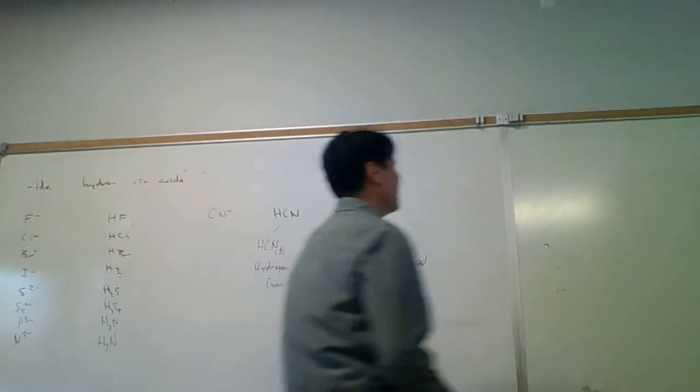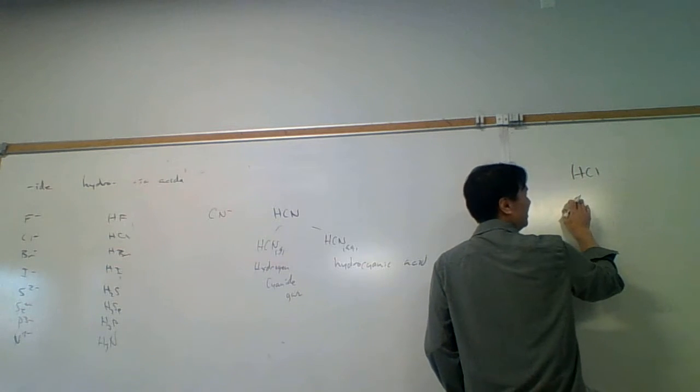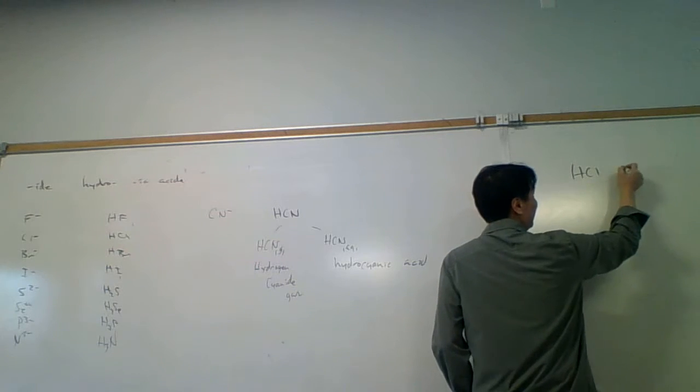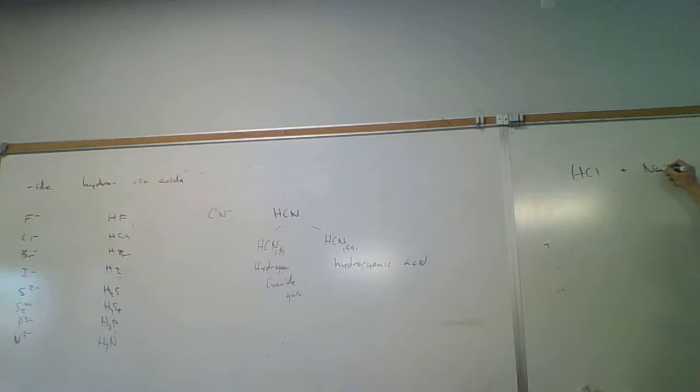So let's look at a base. Like, let's take this acid, HCl, which is called hydrochloric acid, and we take a base. One base is sodium hydroxide. This is a base that will counter the effect of the acid. In other words, a base can neutralize the acid.